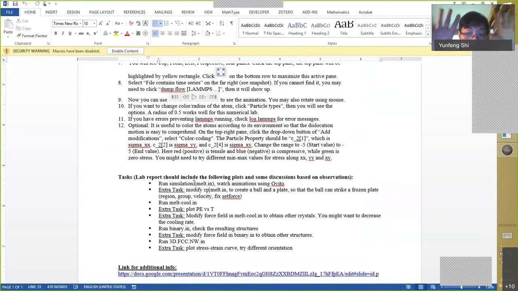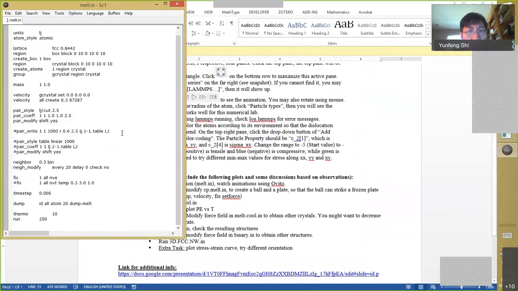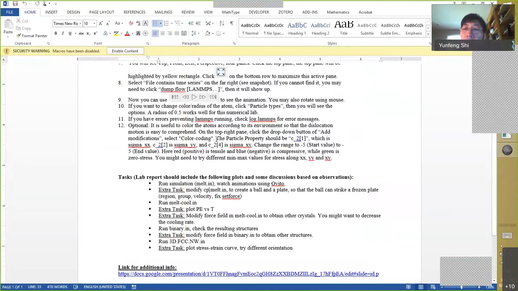So copy a new file and then you can work on it, do whatever modification, your playground. And you can always go back if you mess up. Okay. Here, the extra task is that you create a ball and then create a plate. What is a plate? In the code you already have a region, right? You have a region that is a block. This is how you define it. You can define a plate, say 0, 2, 0, 10, 0, 10 will be a plate. Make sense, right? So you create a ball and a plate.